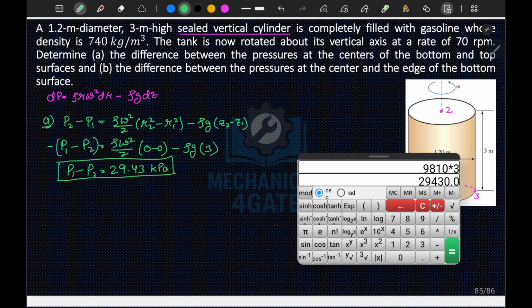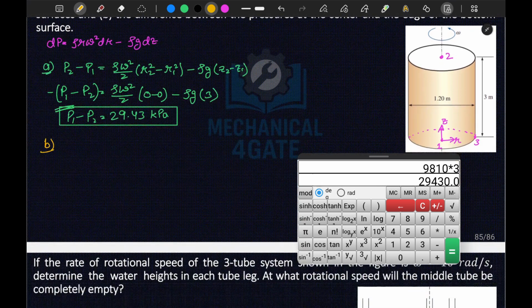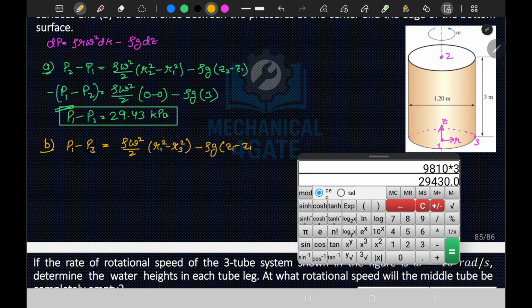Okay, so this is your first part. Now if we talk about part B, it is mentioned the difference between the pressure at center and edge at the bottom. So we have to calculate P1 minus P3. If I write it, P1 minus P3 is rho omega square by 2 times of R1 square minus R3 square minus rho g times of Z1 minus Z3.